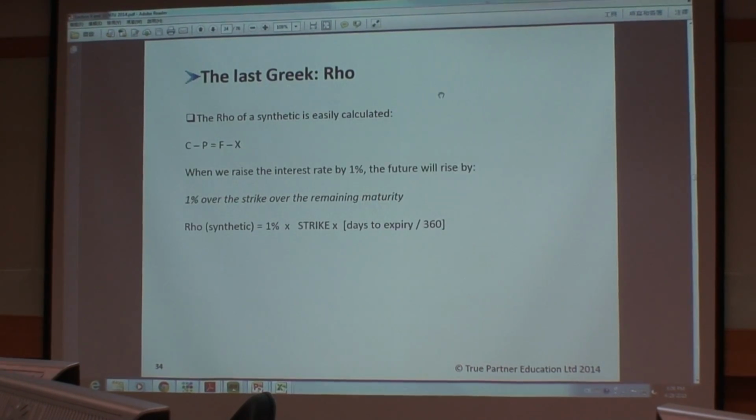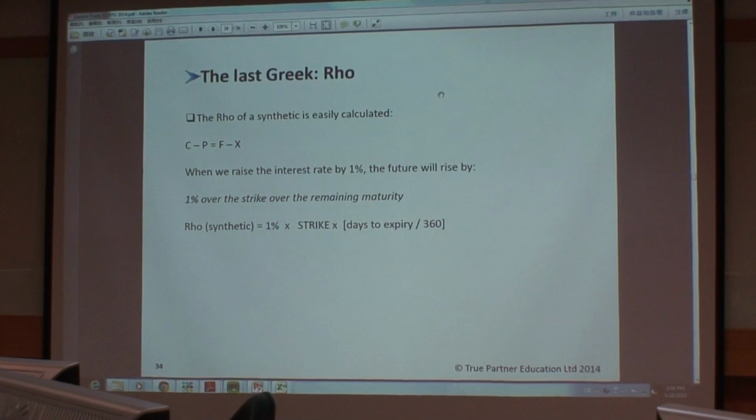So where do we start? We start simple, with a synthetic. Because what is a synthetic? Owning a call and selling a put. We know that call minus put equals future minus strike.